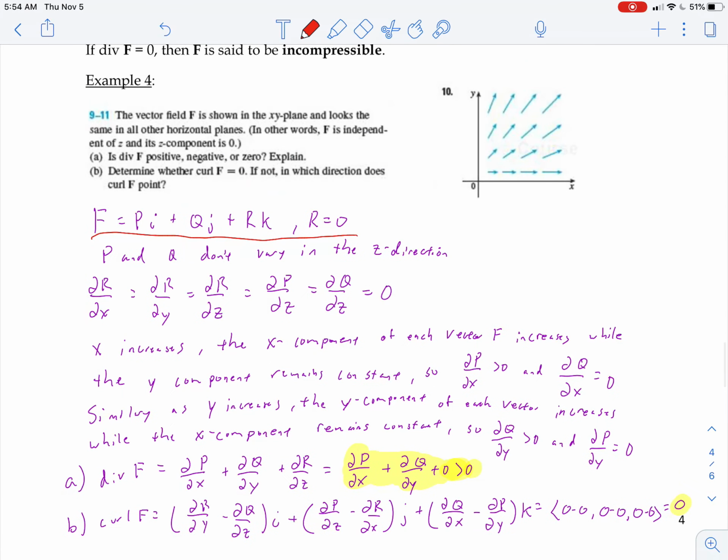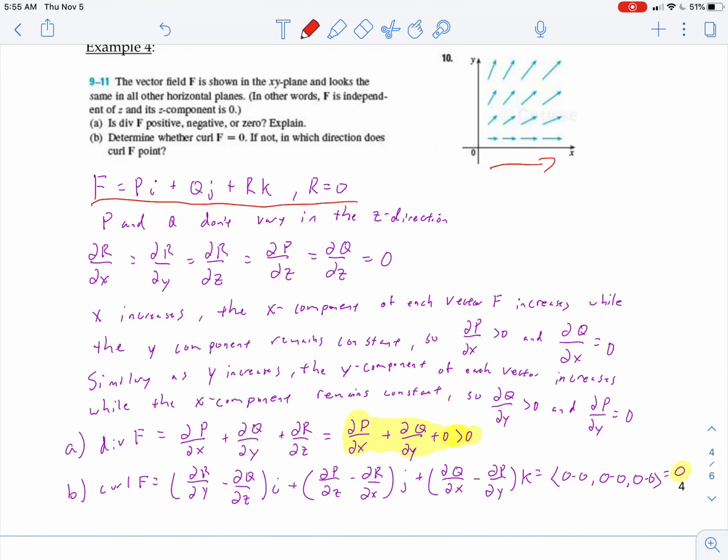Now, one thing that you can notice here is that X is increasing. So as we're going along the X-axis, the X component of each vector increases. So the vector is getting longer the further we go in the X direction, while the Y component remains constant. So it's not increasing in the Y direction, it's just increasing in the X direction.